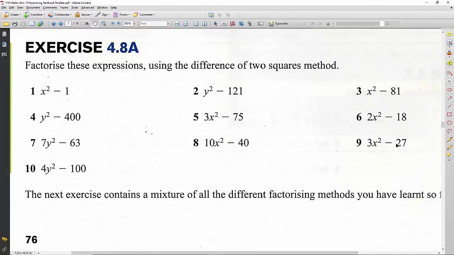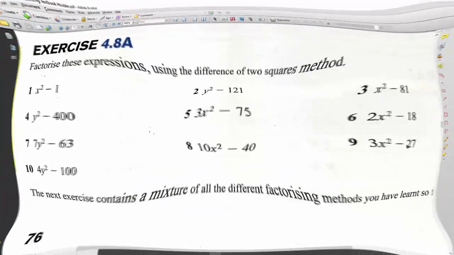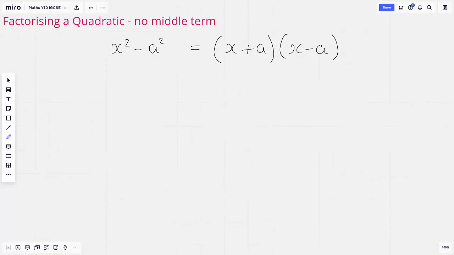Let's finish off then by looking at question 10, 4y squared minus 100. Now why don't you pause the video and see if you can work out the solution yourself first, and then come back and see what the video solution is. Well, I'll assume you've had a go and you've come up with a solution for that particular problem, so let's try it ourselves.